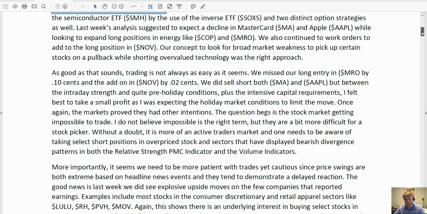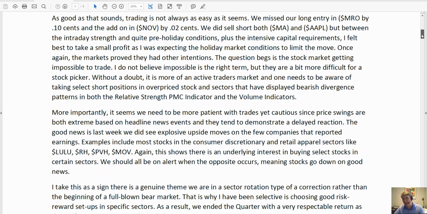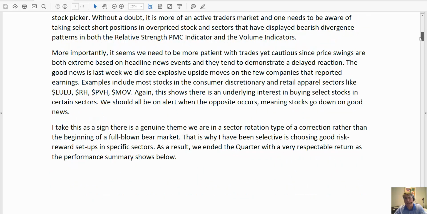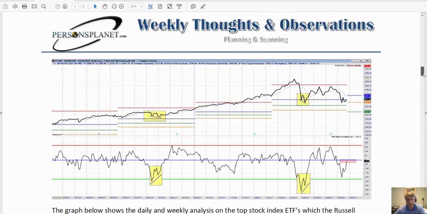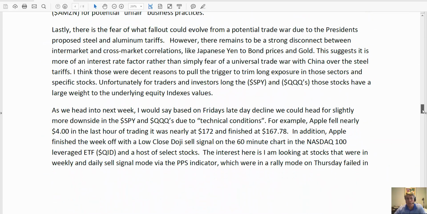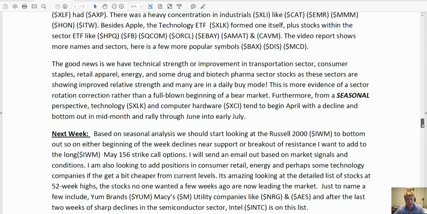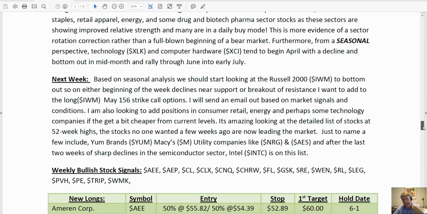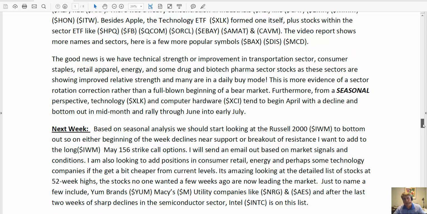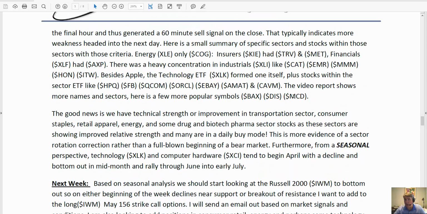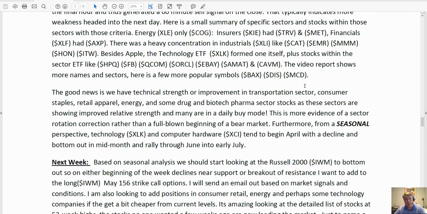So our focus has been not necessarily that the stock market is getting ready for the biggest crash, but that we seem to have more of a rotational grind in the market, out of tech and into a few things. I'll scroll down here so you can see this in print. For this particular week, we had a lot of sell signals in technology and in different markets: McDonald's, Disney, Baxter. I mean, it was all over the board. Our video report shared more of those names and sectors.